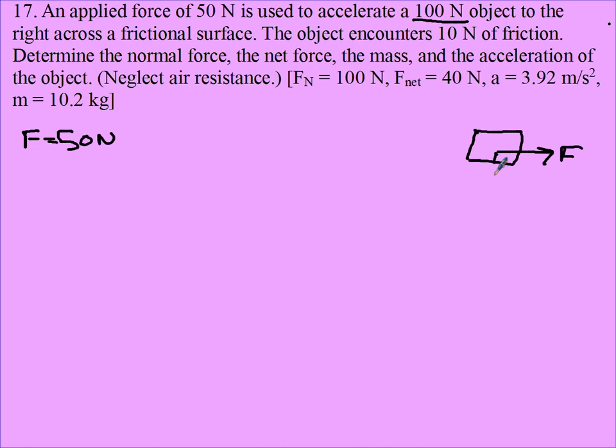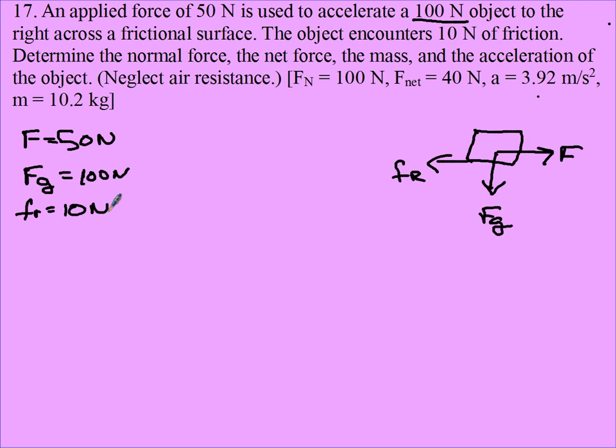This is the weight of my object. This is Fg. So Fg is equal to 100 newtons. The object encounters 10 newtons of friction. So I've got friction going back here. So friction is 10 newtons. Find all of the forces. Let's see. I need to draw in my normal force, and I need to draw in the acceleration. So I've got a good free body diagram.